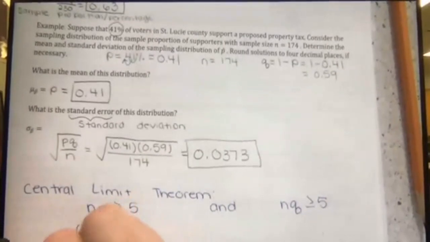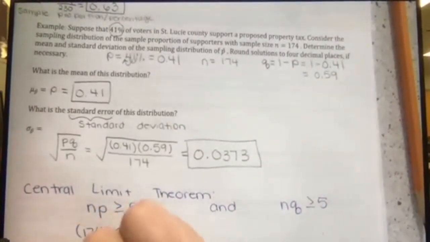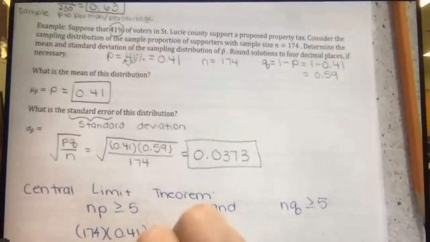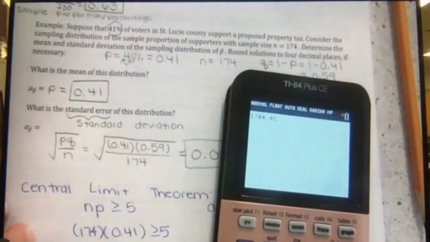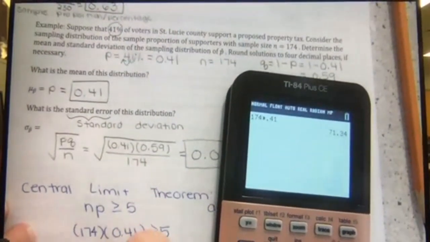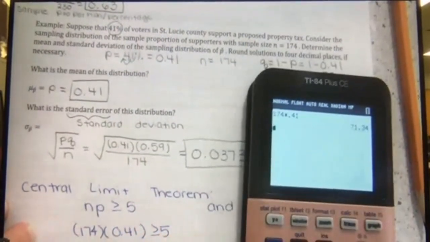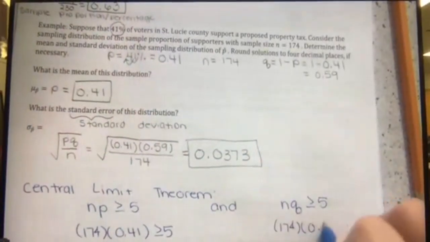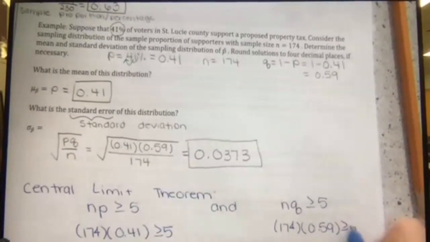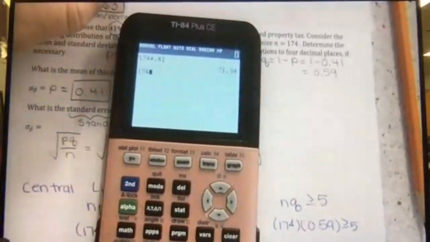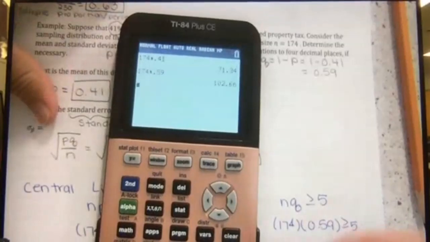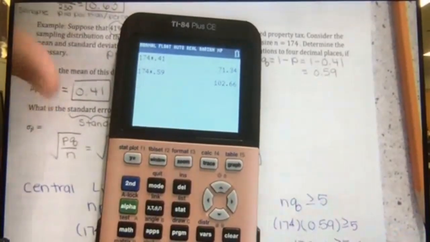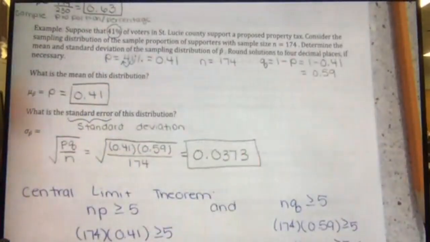So n, which we know is 174, times p, which is 0.41, has to be greater than or equal to 5, which it is. So 71.34 is greater than or equal to 5, so that worked. And n times q, so 174 times q, which is 0.59, has to be greater than or equal to 5. 174 times 0.59 is 102.66, it is greater than or equal to 5. So because they're both greater than or equal to 5, we're able to use these formulas.